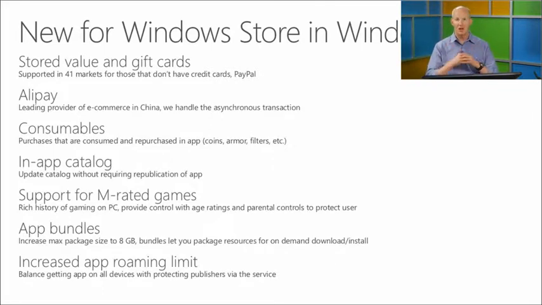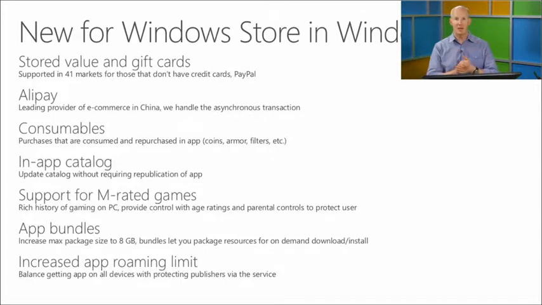One is stored value and gift cards. So in a lot of markets around the world, including the 41 markets where we're supporting these stored value and gift cards, many people don't have credit cards, but they still want to be able to publish software. So if they don't have credit cards or PayPal or something along those lines, they can go into a retailer and purchase a stored value or a gift card that they can use to purchase apps through the Windows Store. So again, just removing some friction for people that are interested in buying your app or buying things in your app like consumables and so on.